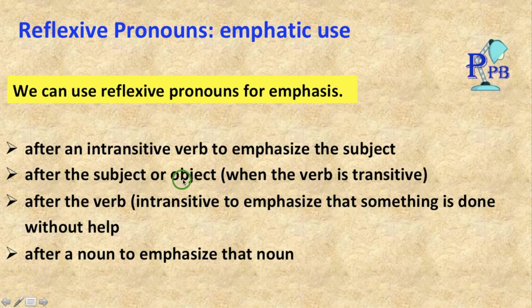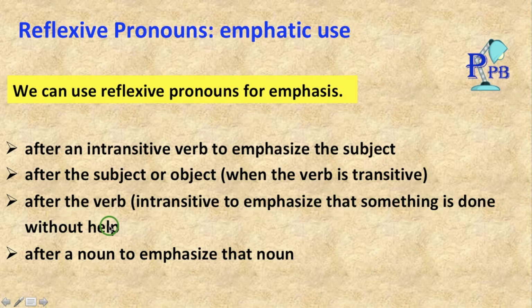After the subject or object, when the verb is transitive, because there are two types of verbs. If you wish to know more about verbs, I have a video lesson. I will provide the link in the description box below. You can watch that to know more about transitive and intransitive verbs as well. After the verb, transitive or intransitive, to emphasize that something is done without help.